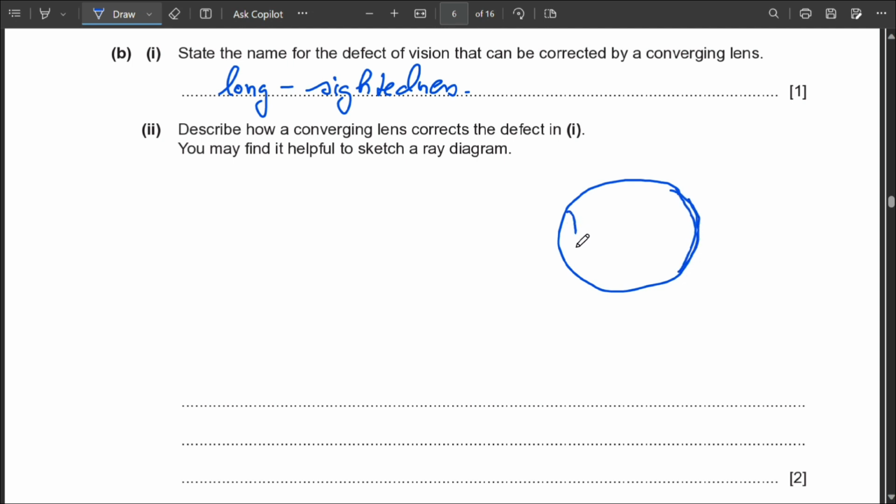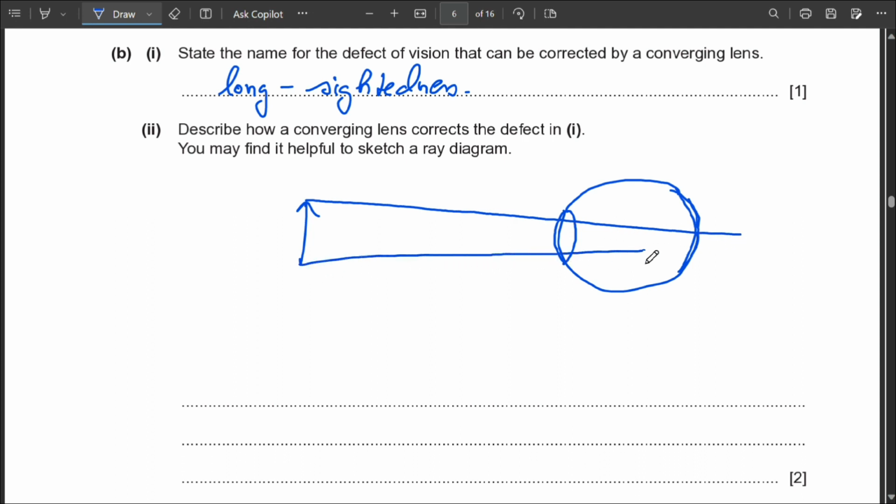Now you know that the front of your eye is a converging lens only. If you consider this as an object, the rays cannot converge at the retina, so they converge at a point which is away from it. So what you see is a blur image. Just label it retina.